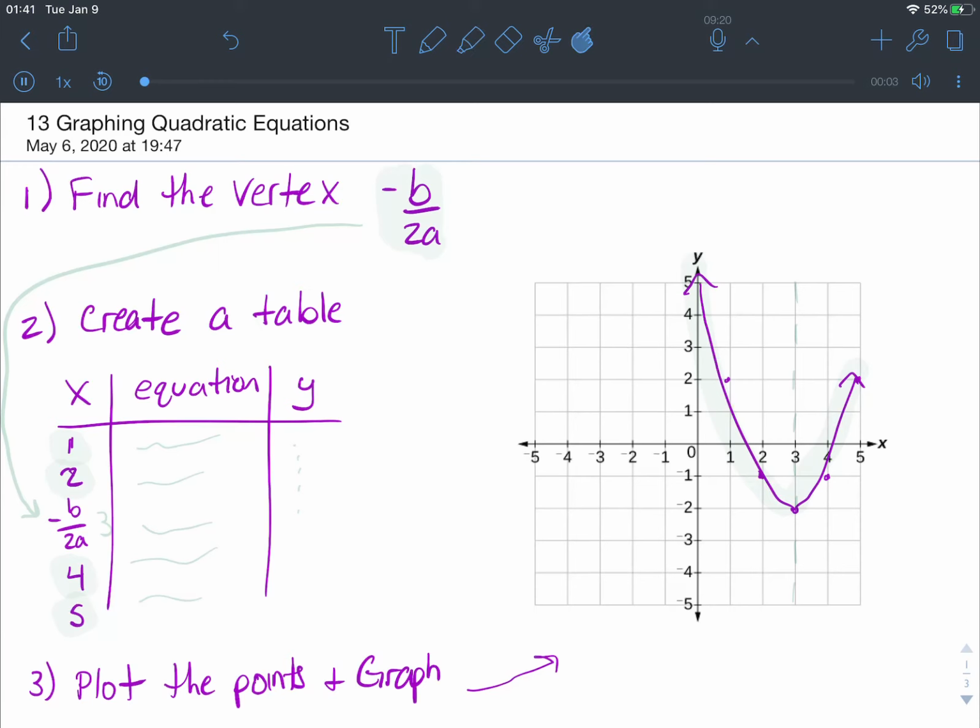For today's lesson, we're going to be graphing quadratic equations. And it's 3 steps. Step number 1, find the vertex. Step number 2, create a table. And step number 3, plot the points and graph it.